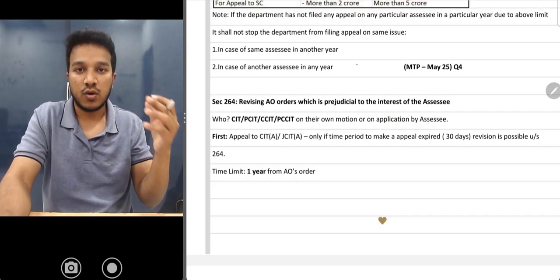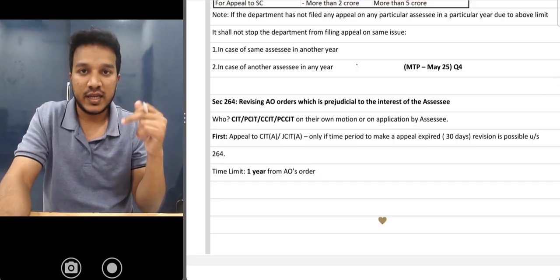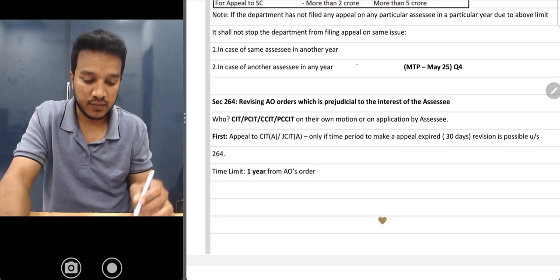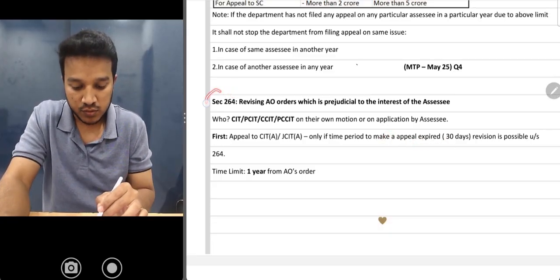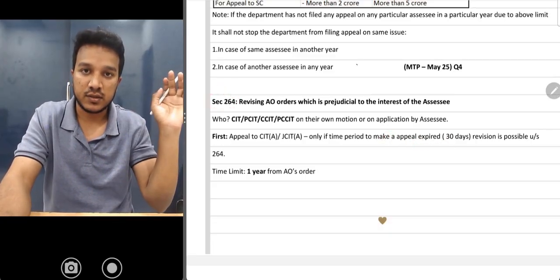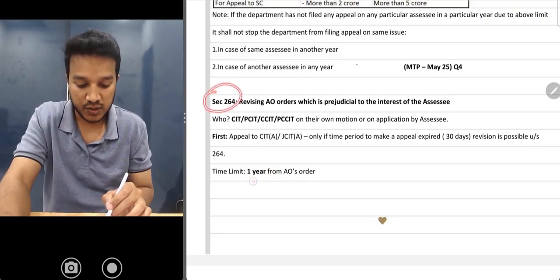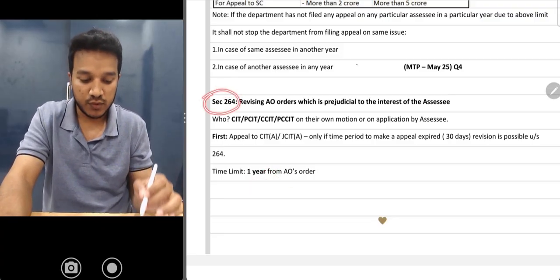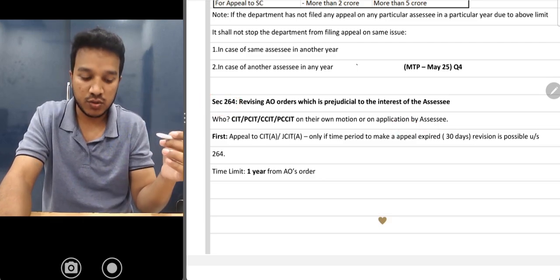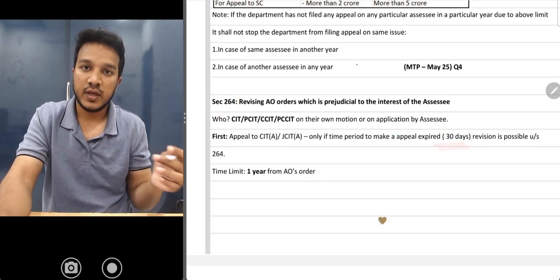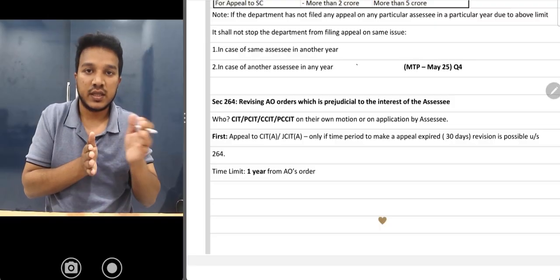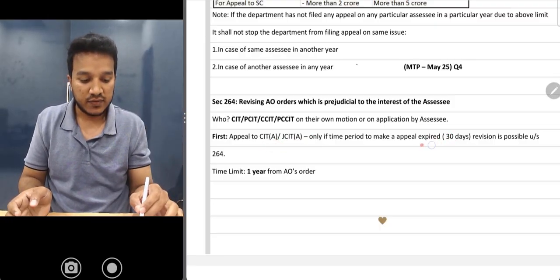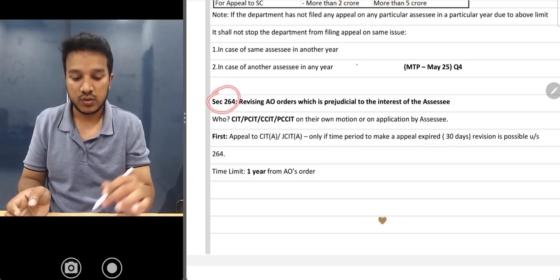If the assessee feels that the order is passed and he is not okay with it, he can go to CIT appeals. This he can do within a period of 30 days. So he can come to 264 only after the expiry of 30 days, because here in 264 he has a period of 1 year. So this section 264 is available for the assessee to make an application only if this period of 30 days has expired. If the 30 days has not yet expired, then he has to make an application to CIT appeals only against that order. Only after the expiry of 30 days he has to come to this section.